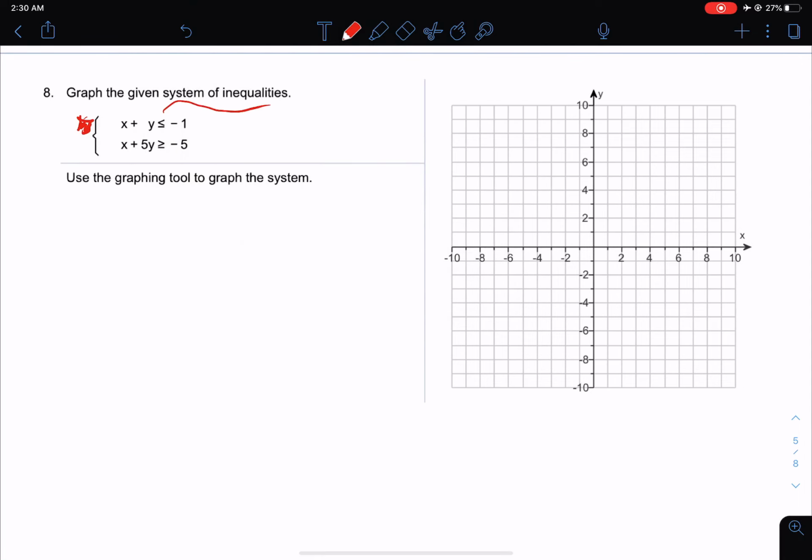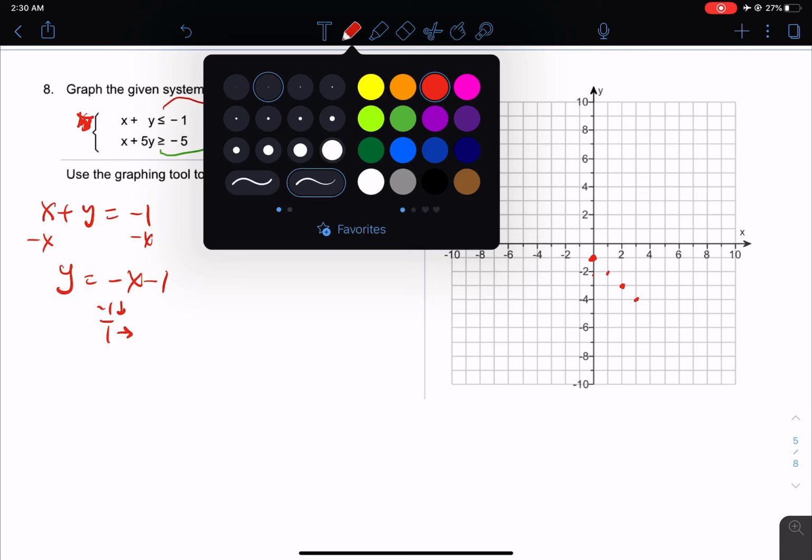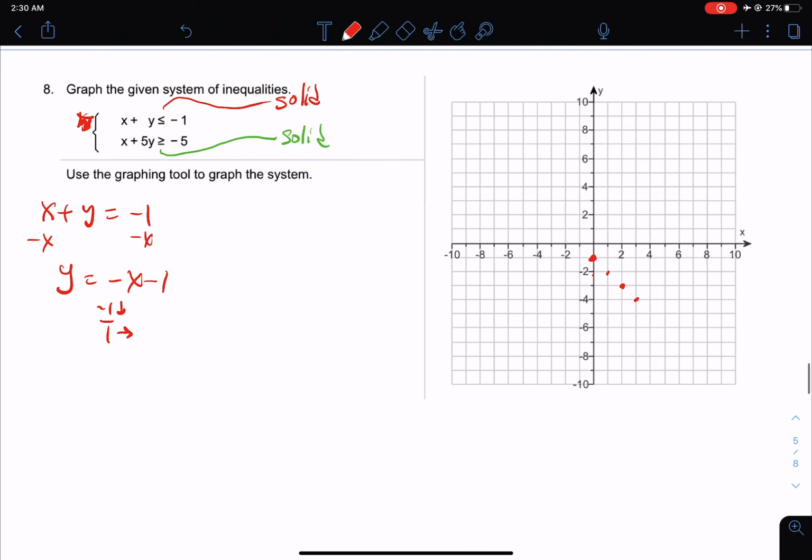Before I get going, make sure we know that this red one is going to be solid. And make sure we know that this green one, because of that equality, is going to be solid as well. Let's go back to red and write x plus y equals negative 1. Put it in slope-intercept form: y equals negative x minus 1. Graph that y-intercept of negative 1. The slope is negative 1 over 1, which means down 1, right 1. Down 1, right 1, down 1, right 1. That's enough for the points. It wants to be solid, so let's make a nice solid line here.